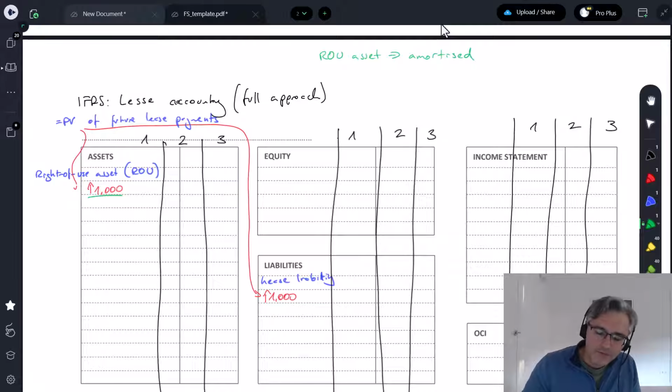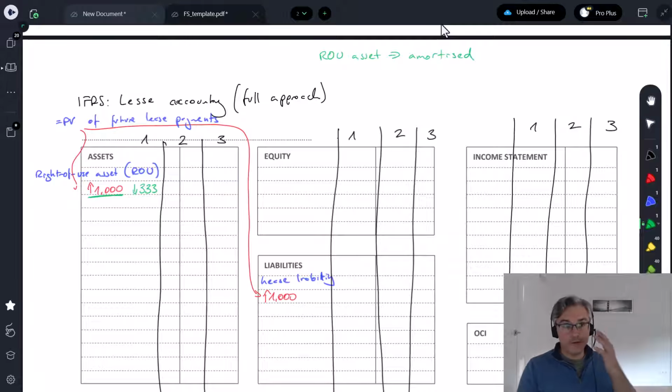Right. So what I'm going to do is assume this gets amortized on a straight line basis, although just like with any non-current asset, the way you amortize it should reflect the pattern of expected benefit flow to the company. If it's linear, then straight line. If you take 1,000 divided by 3, you'd get 333.333 and so on. So I'm just going to do 333 here, another 333, and then in the final year I'll do 334 to account for the fact that I don't want to have the 1/3 element.